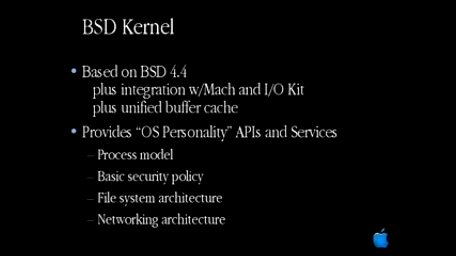Plus we've done some pretty interesting work, this is very new for DP4, around unified buffer cache. This is kind of the holy grail of Unix memory management, if you will, the unifying of how memory and file system is pulled together. And there's information on this at both the file system sessions and the BSD session later this week. It provides all the OS personality, if you will, APIs and services for the system.